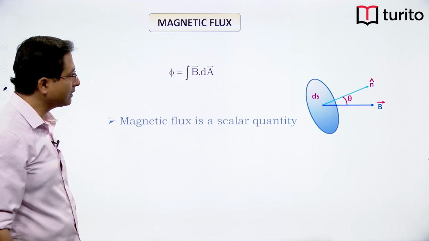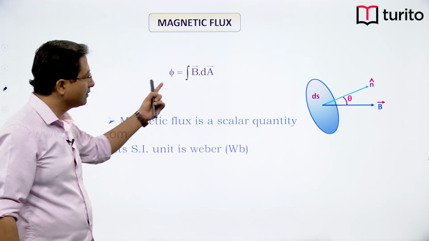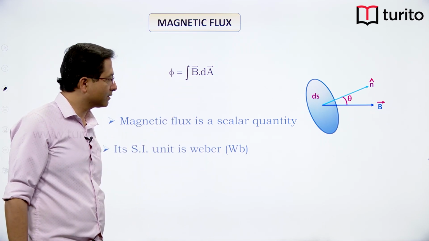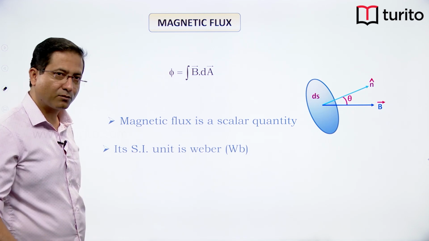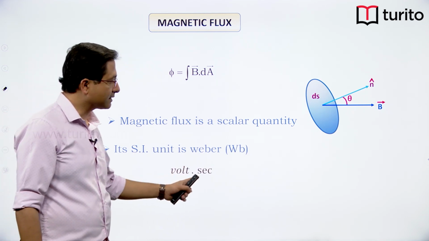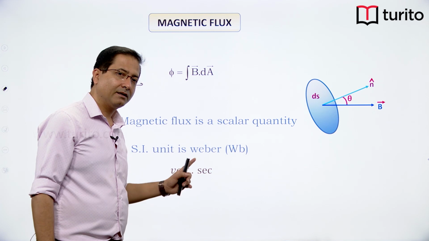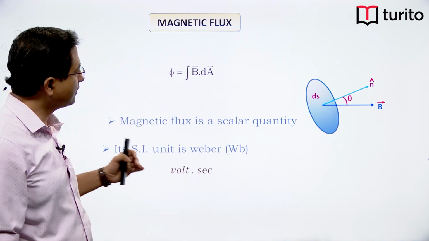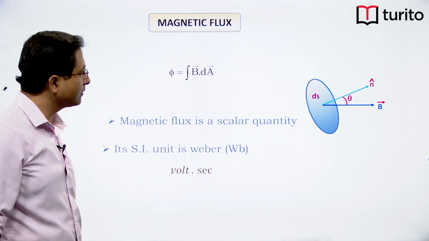What are the properties? It is a scalar quantity and the unit in which we measure flux is Weber, and there is one more unit that is called volt second. How volt second is coming, that I will tell later. But for the time being, the flux unit is Weber.